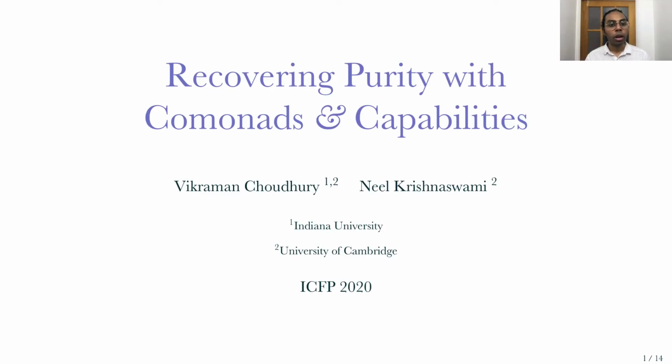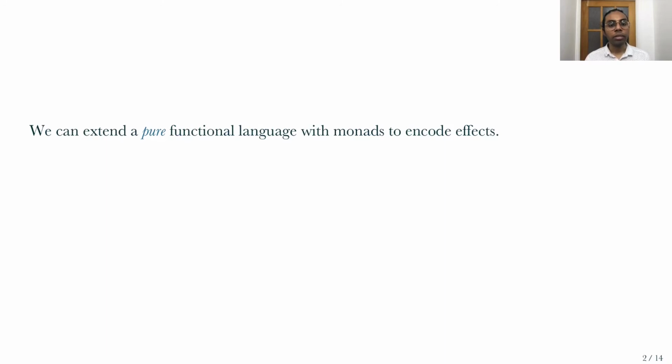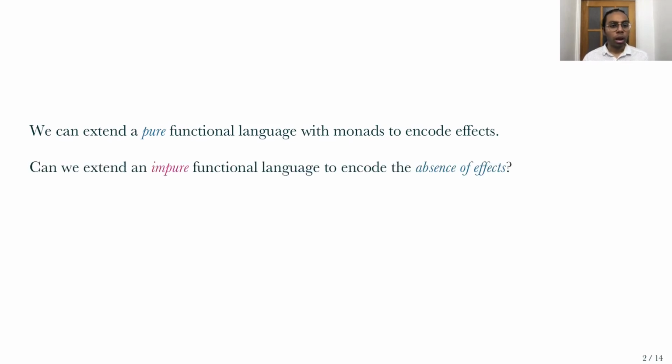Hello, I'm Vikram Chowdhury, and I'm going to be presenting some joint work with Neil Krishnaswamy on our paper, Recovering Purity with Comonads and Capabilities. The basic problem in this paper is the following. We've known for a while now how to extend a purely functional language with monads to encode side effects. However, what if we already have an impure functional language? Can we extend the type system to encode the absence of effects?